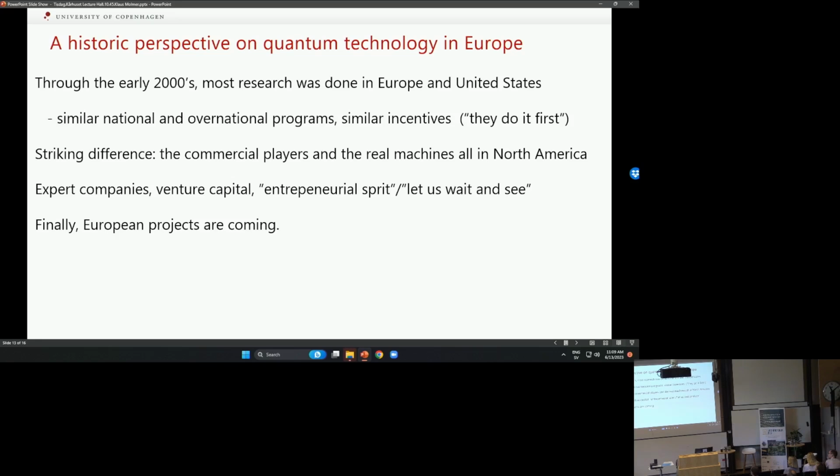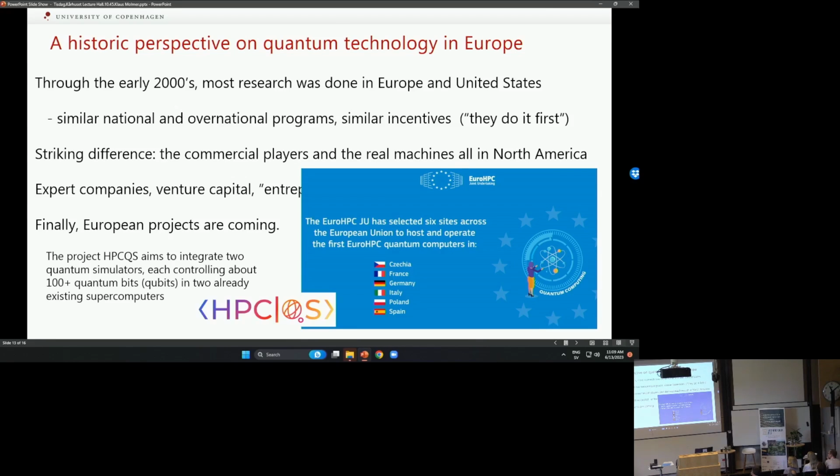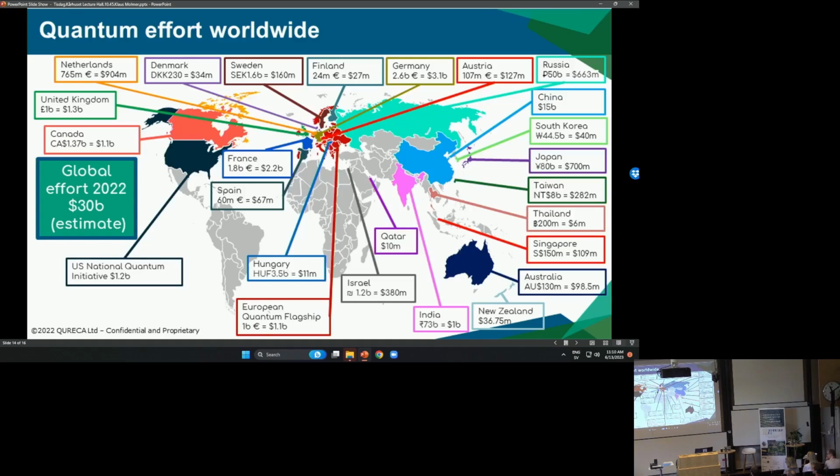I mean, a little bit late on the hardware side, but the European Union has announced they want 6 quantum computers established near high-performance computing centers in Europe. So this is very exciting, and there's also going to be a project with 2 quantum simulators, each controlling 100 plus quantum bits, in near connection to these high-performance computing centers. So this is maybe a little bit late, but what did we miss at the end of the day? I'm sure we're going to be on a good path in Europe. And I have to show you this slide, and then I will finish.